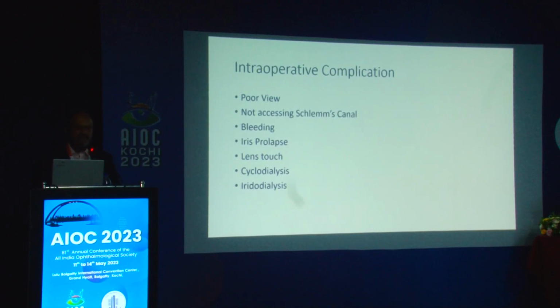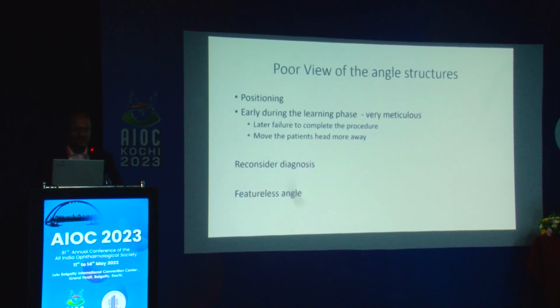Iris prolapse can occur, especially if you use a 2.8 millimeter incision instead of a 2.2. So be very careful. Some people try to do it through a side port. That's even a better idea. Lens touch, especially when you're manipulating the suture or introducing the instrument into the eye. Cyclodialysis can be caused, and iridodialysis can also be caused. Some literature is there in which you can even cause a Descemet's membrane detachment.